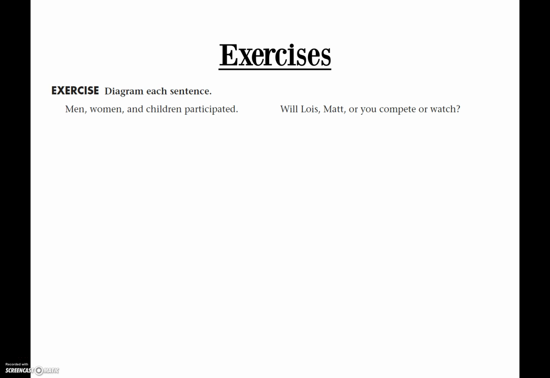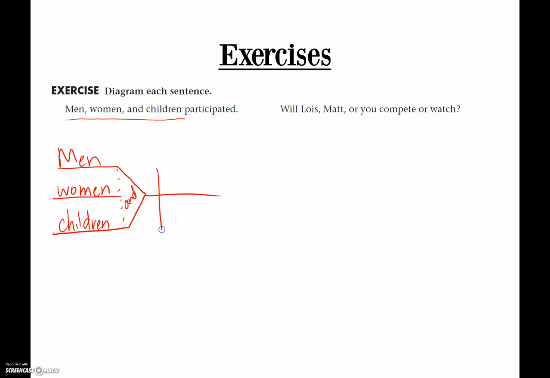In the first one, we have 3 subjects, men, women, and children. So my fork is going to have 3 prongs on it. I have men capitalized, women lowercase, and children. And is my conjunction, so that's what I'm going to write there. And then I have a simple predicate, participated, so that's going to go on the right.